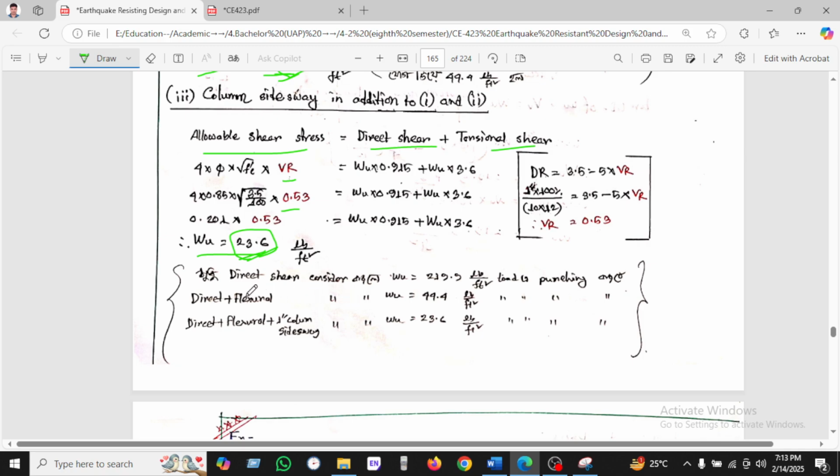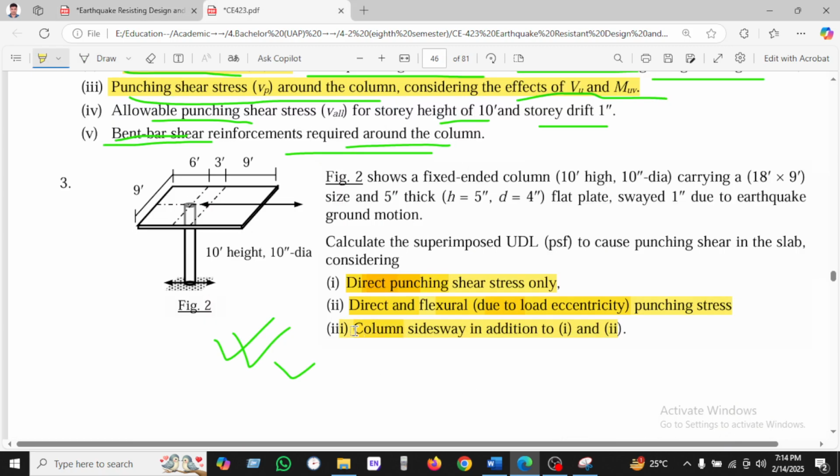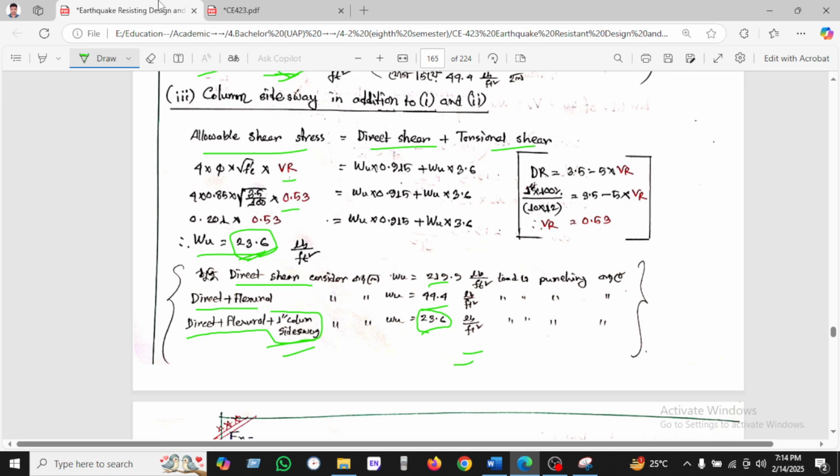So this is the summary. If we consider direct shear only, then it will be 219. When we consider direct shear plus flexure, then it will be 44. When we calculate direct shear, flexure plus the side sway, then the column punching will occur when 23.6 psi load is applied. So this is the disaster. We can tolerate the side sway of 1 inch. When we apply the 23.6, then the slab will be punched.